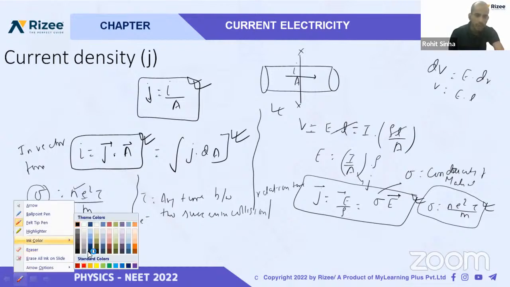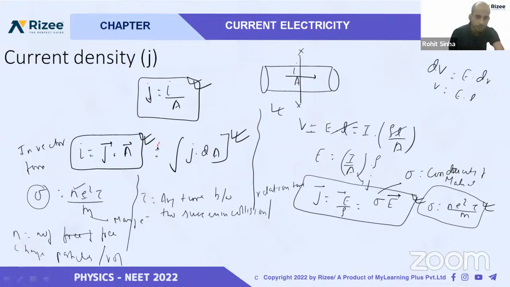You see, if a charged particle was moving from here, it collided here. After that, it moves here, again collision, moves here, again collision, and so on. Collisions go on. Now between this collision and this collision, let us say 1 and 2, how much time is spent? The average of all those times between two successive collisions is called tau.